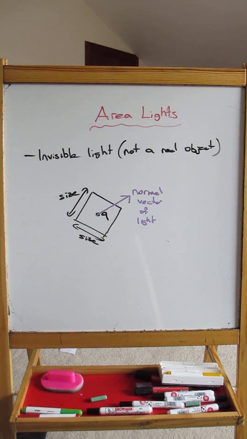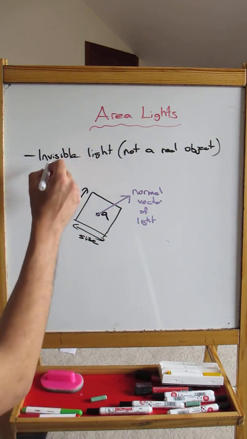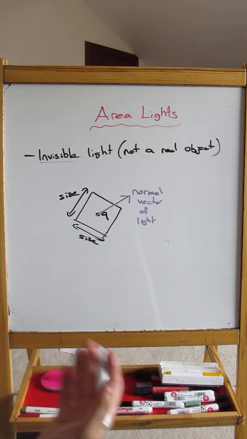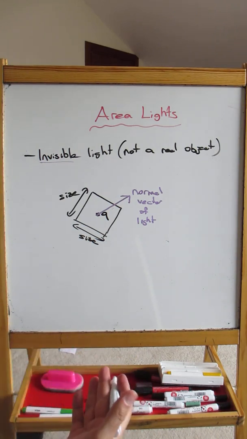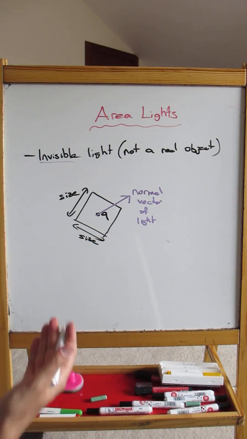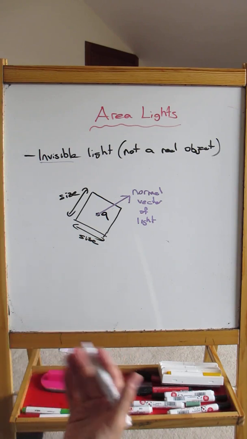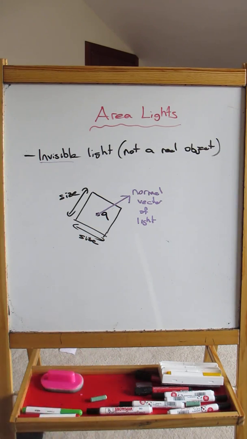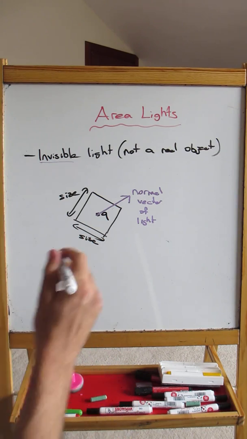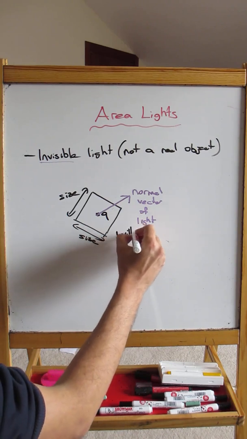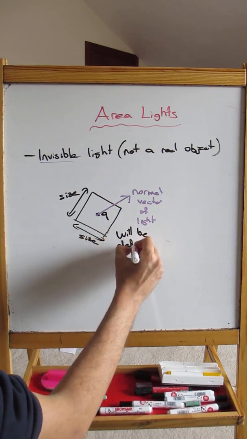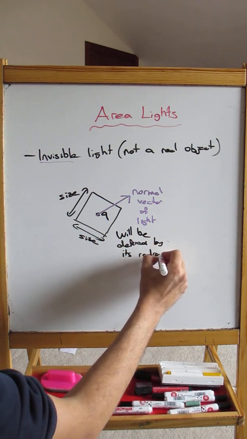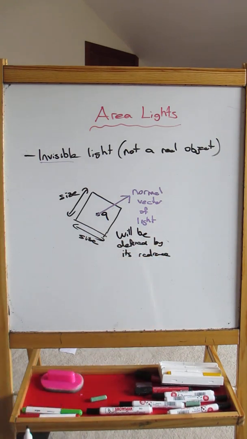Now, it is important to remember that these are invisible. So rays do not intersect with this light, just like a point light. Just like our rays cannot intersect a point light, our rays will not intersect this light. But we will use it for illumination computations. This light is also going to be defined by its radiance. So how is it going to work?